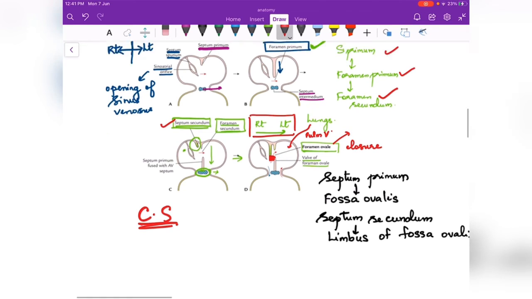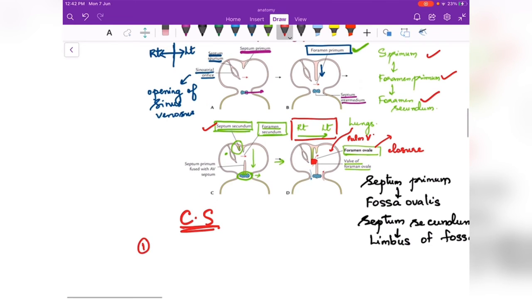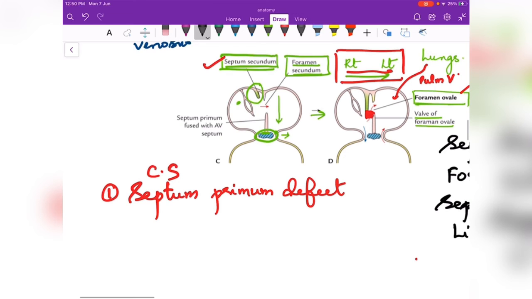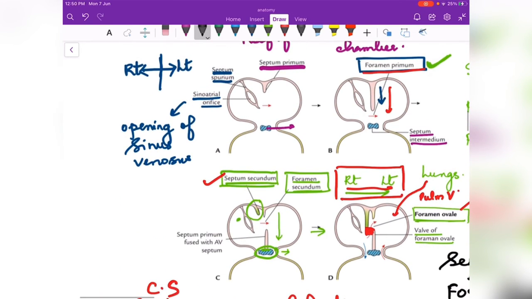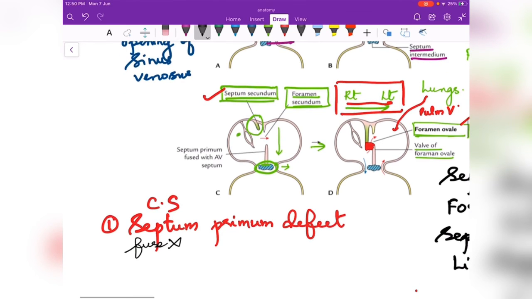The first clinical scenario is the primum defect. We said that the septum primum will fuse with the septum intermedium, and when that does not occur, the foramen primum remains open. That is the septum primum defect.